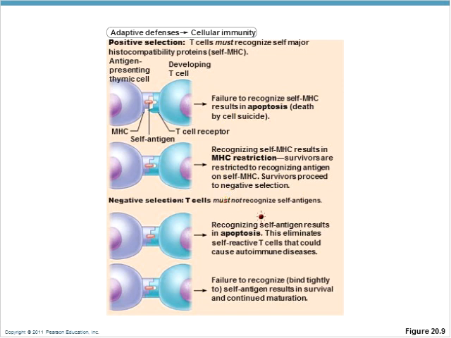So in negative selection, the T cells must not recognize self-antigens. Recognizing self-antigen results in apoptosis. So it's exactly the opposite. One reacts in one direction, one reacts in the opposite direction, i.e., the positive and the negative reaction. Failure to recognize the self-antigen results in survival and continued maturation. So they work in a couple of different ways.